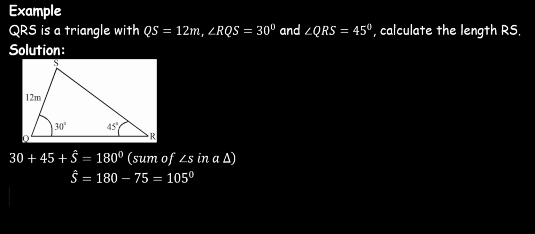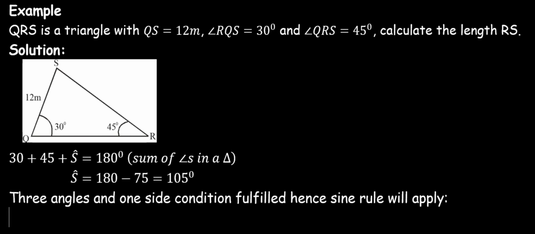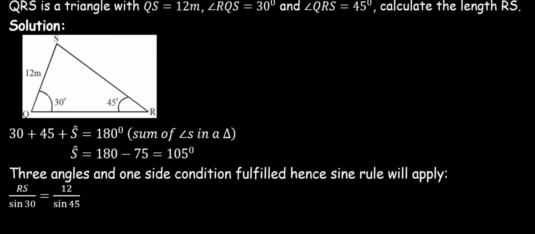Now, our condition for sine rule, which is three angles and one side, has been fulfilled. Hence, we can now say RS over sine 30 degrees is equal to 12 over sine 45 degrees. From here, we make RS the subject of the formula.